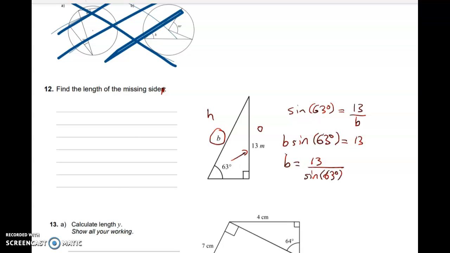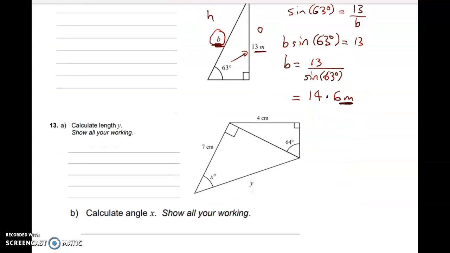And I'm not going to work it out until the end because I don't want to round too soon. But now when I get that, and I get, I think, 14.59 something, I'm going to round that to 14.6 meters, right? So just check what is B. B is a length, and the units are meters. So that's that one done.